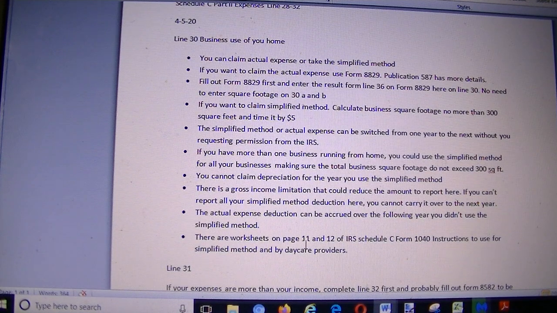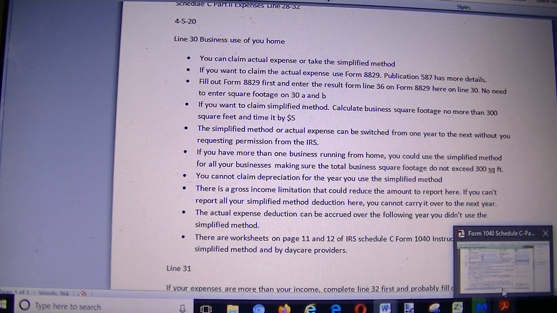So the worksheet on pages 11 and 13 of the IRS Schedule C Form 1040 instructions, you can use that to calculate your simplified method deduction, and daycare providers should be able to use it as well. I think one worksheet belongs to daycare providers and the first one belongs to the simplified method.